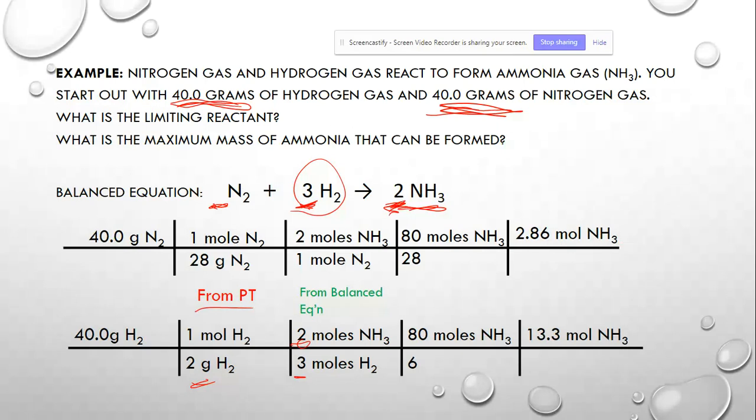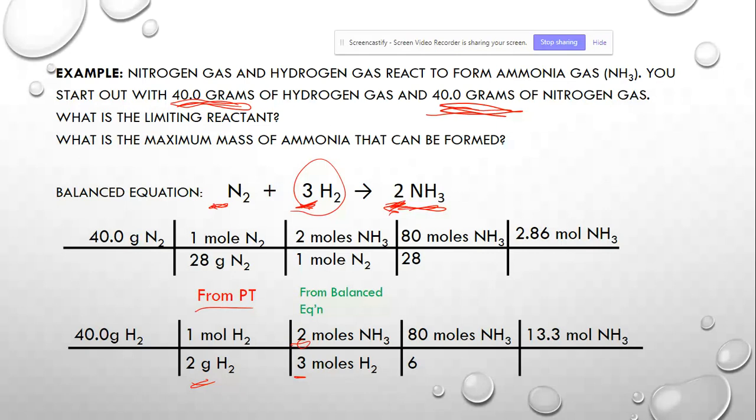So it's a little harder to see because there's 2 things influencing this. One is the mass and one is the ratio of moles. And it's really difficult for you to see that just by looking at it. You're going to have to do some of these calculations to figure this out.